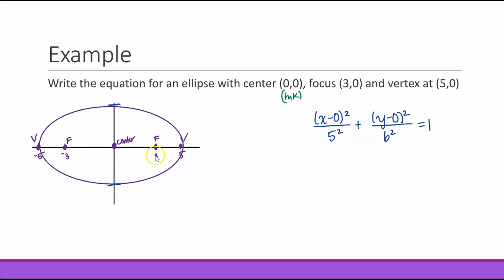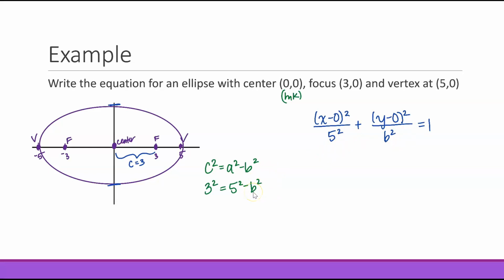Okay, but here's what I do know. I know the value of C, because C is the distance from the center to one of the foci, right? A focus. So C is 3. And I do know that formula that says C squared equals A squared minus B squared. So if C is equal to 3, 3 squared equals 5 squared minus B squared. So I can solve for B squared, which is what I need in this formula still.